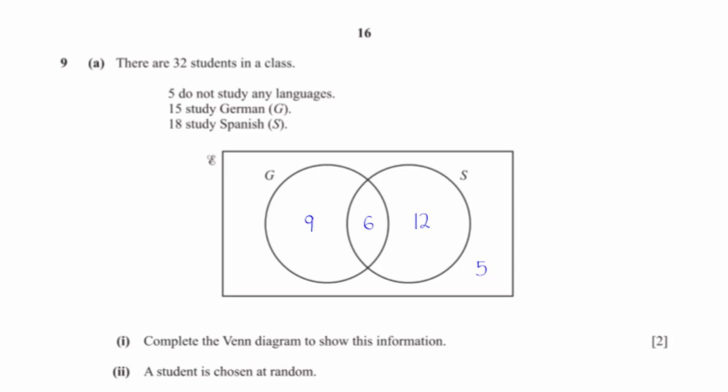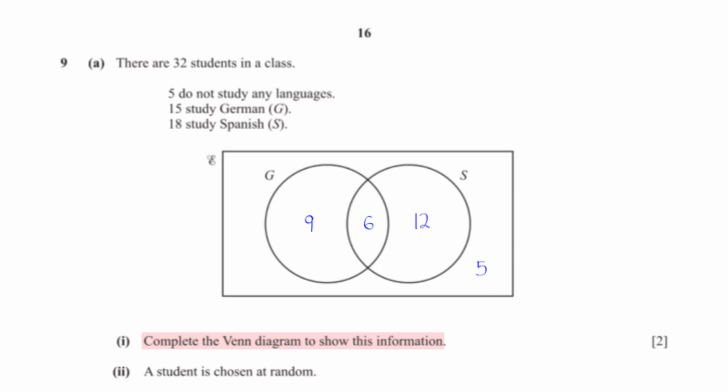There are 32 students in a class. 5 do not study any languages. 15 study German. 18 study Spanish. Complete the Venn diagram to show this information. 5 do not study any languages, and so they will be placed in this part of the Venn diagram outside set G and set S.